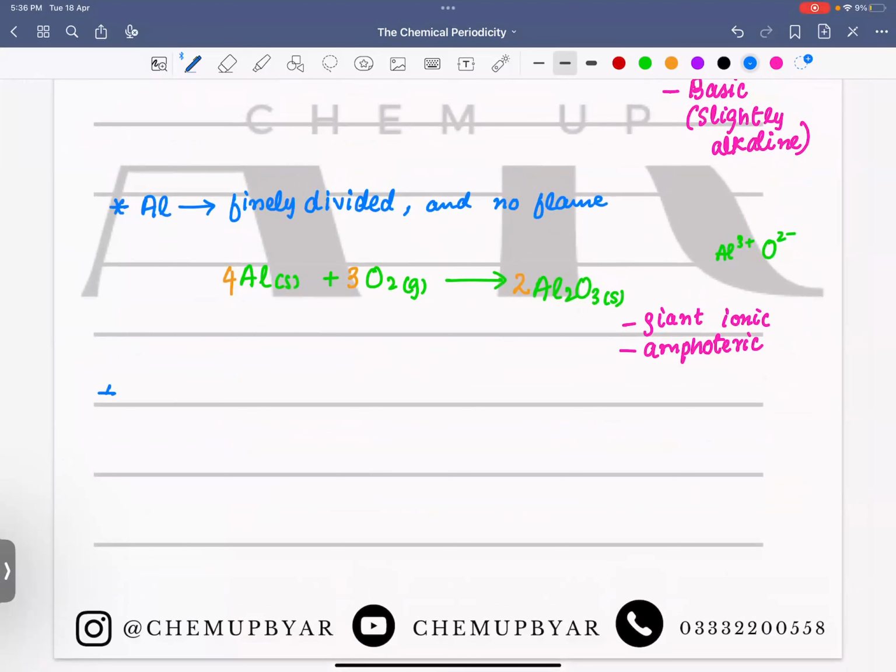Now, next part is silicon. Okay. So in the reaction of silicon, the reaction would occur in a normal simple way. No flames are observed again. And the reason is that the bonds are very strong. So there would be no flame observed.